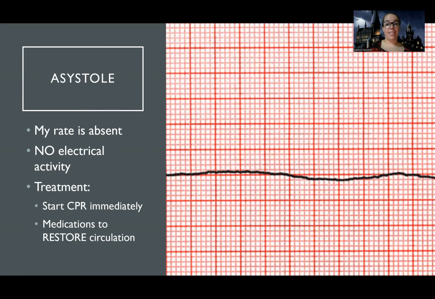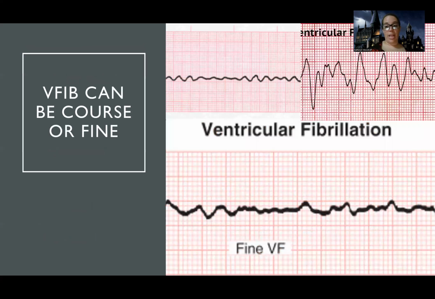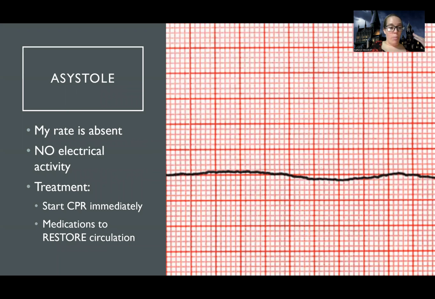Now, if they eventually get some sort of scratchy electrical activity like VFib, we can shock that. But when they're in asystole, the flat line, I cannot shock this, because in order for defibrillation to work, I have to have some sort of electrical activity to shock. If I have no electrical activity, I have nothing to shock back to normal. So think of it like a dead battery.